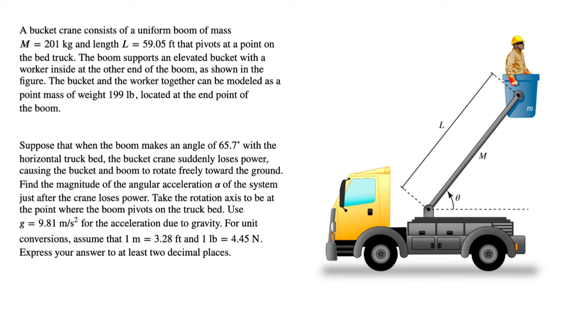A bucket crane consists of a uniform boom of mass capital M equals 201 kilograms and length 59.05 feet that pivots at a point on the bed truck. The boom supports an elevated bucket with a worker inside at the other end of the boom as shown in the figure. The bucket and worker together can be modeled as a point mass of weight 199 pounds located at the end point of the boom.